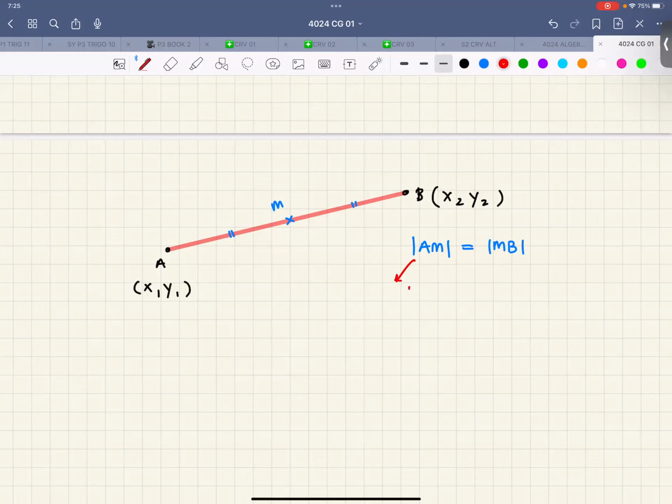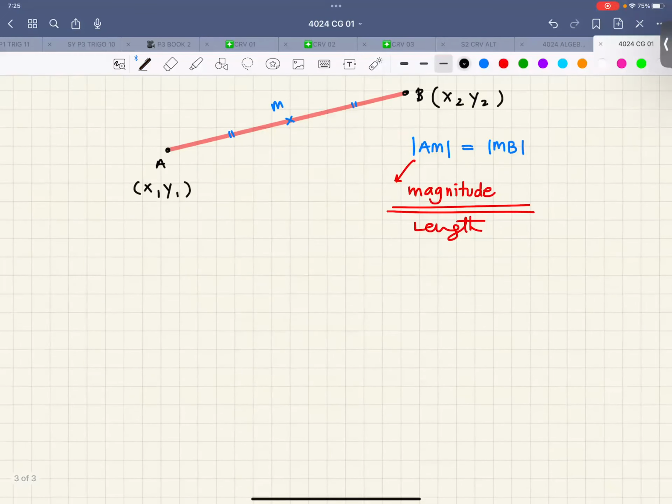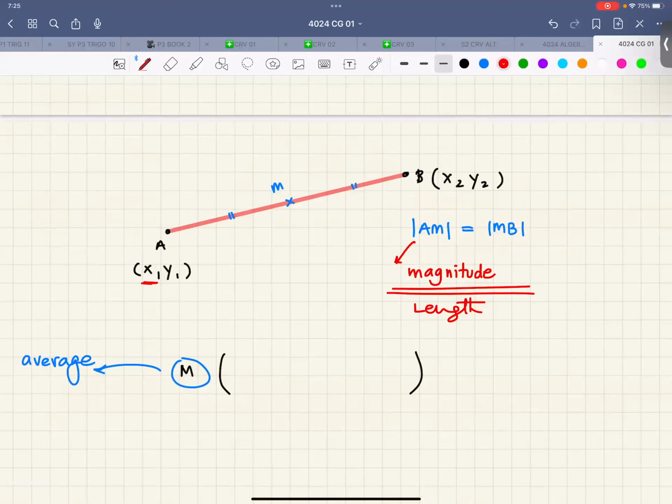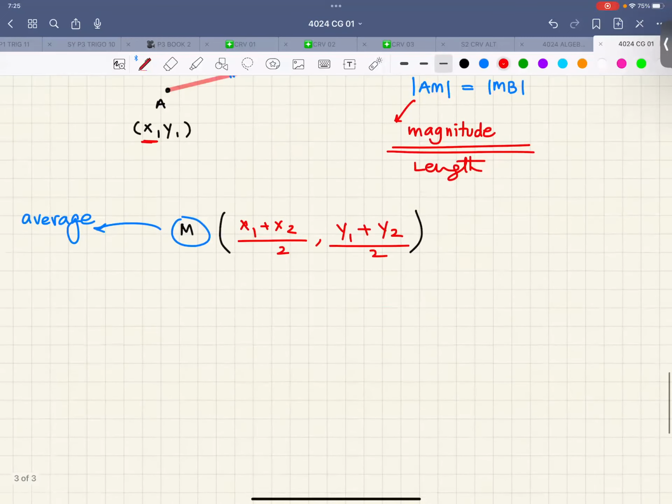This sign over here refers to the magnitude. The length of AM is the same thing as the length of MB. So in order to find the coordinates of M, just remember M is based upon the idea of average. So it's the average of x1 and x2, so this is x1 plus x2 divided by 2. It's the average of y, which is y1 plus y2 divided by 2. That is how you get this.